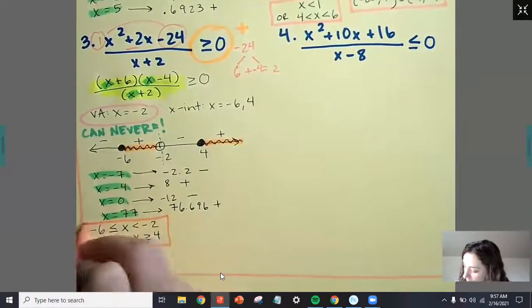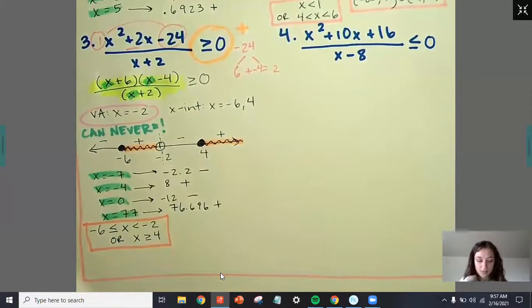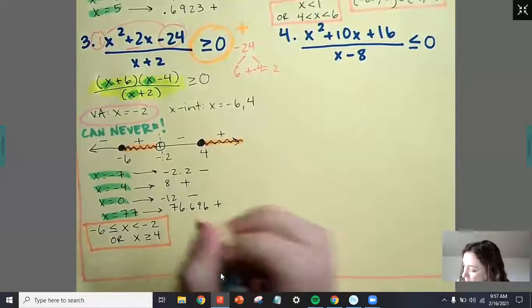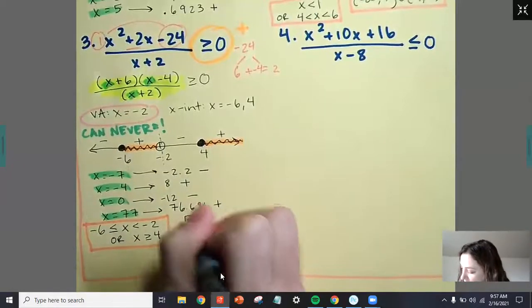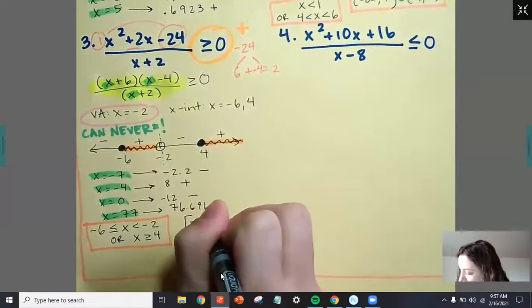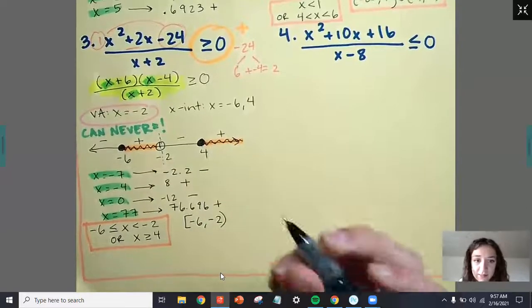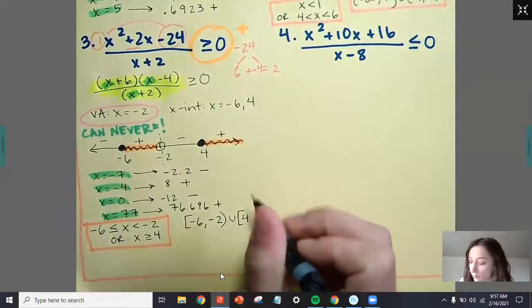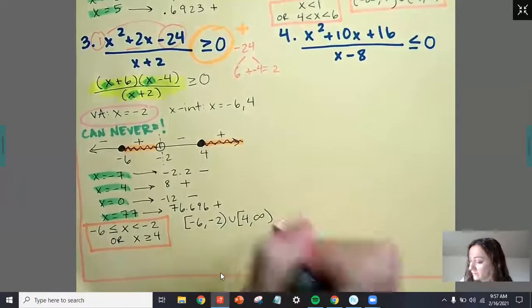And the second way is using the interval notation. So this is saying it's between -6 and -2. It can equal -6, I'm going to draw a bracket there. It can't equal -2, so I'm going to draw parentheses. And then we also have the interval where it's greater than or equal to 4. So 4 to positive infinity.